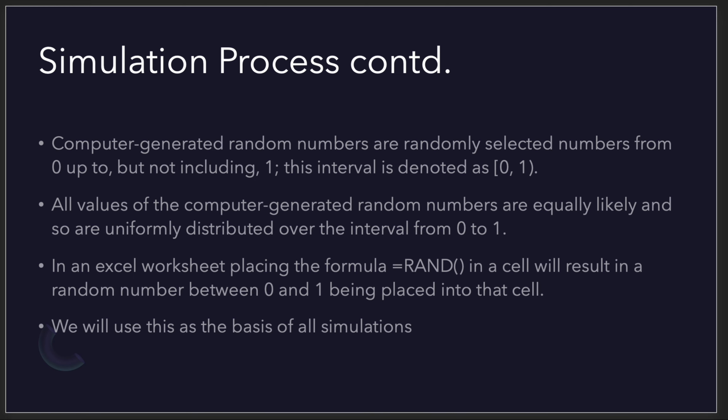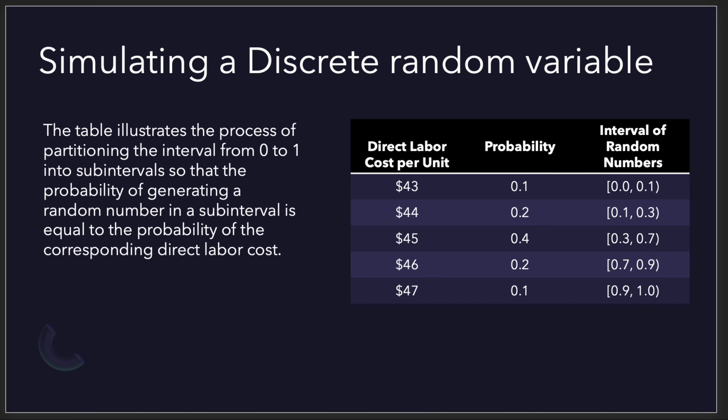So let's begin with the discrete random variable first. This is how we do it. This is the discrete distribution, the direct labor cost per unit. It can take the values 43, 44, 45, 46, or 47 with probabilities 0.1, 0.2, 0.4, 0.2, 0.1. Another thing about probability distributions, obviously, is that the probabilities all have to add up to 1. Otherwise, you're not describing all possibilities.